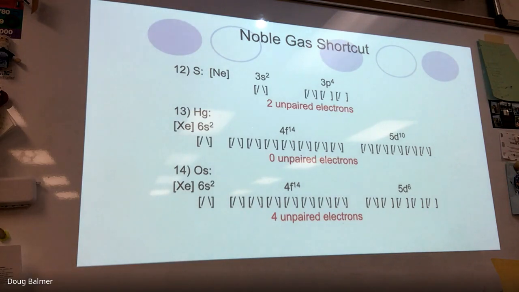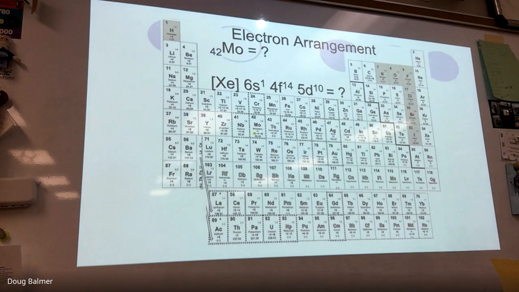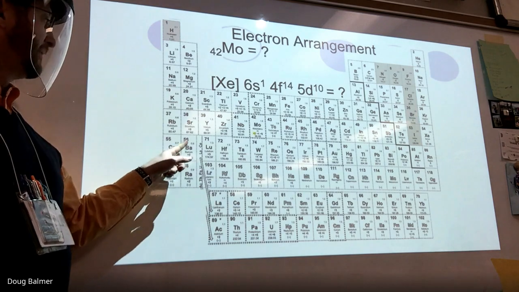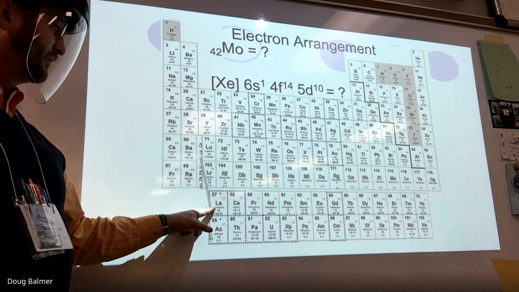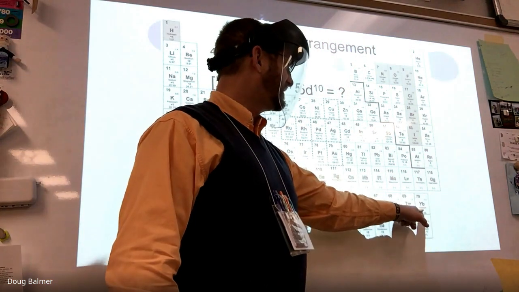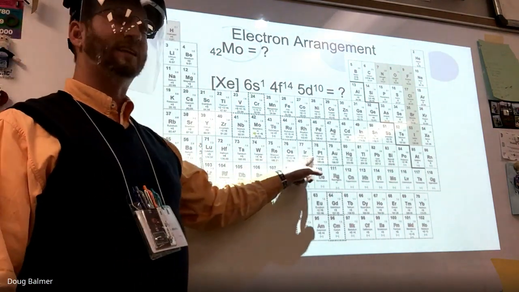The 4F goes before the D. If we go back to our periodic table, so here would be 6S. After element 56, I have an arrow pointing you down to here. You go down to the F section. And then after 70, you'll hop back up here and go back to the D section.